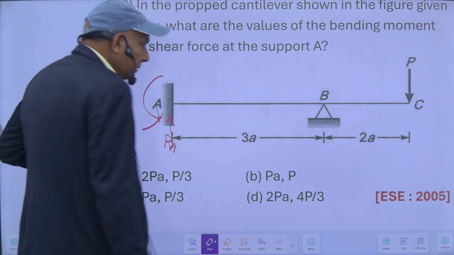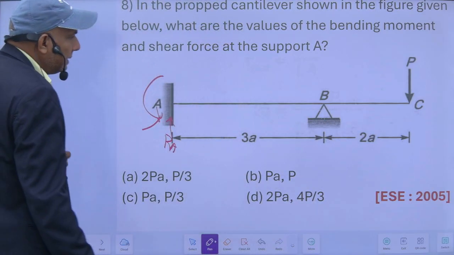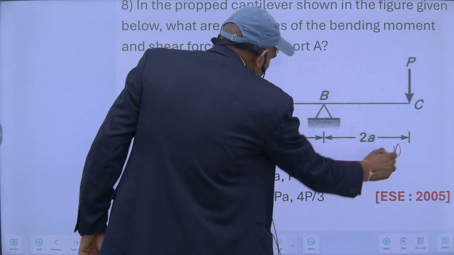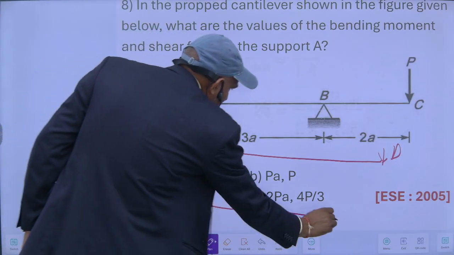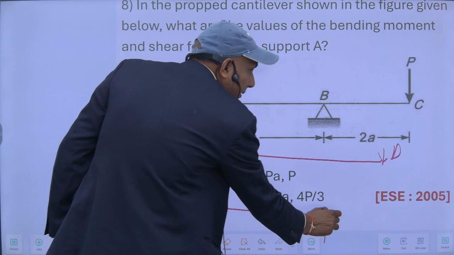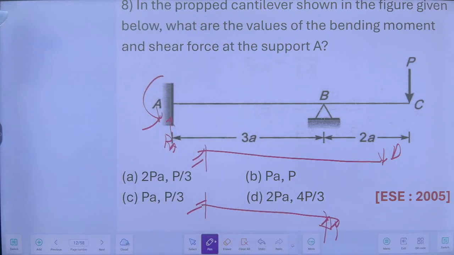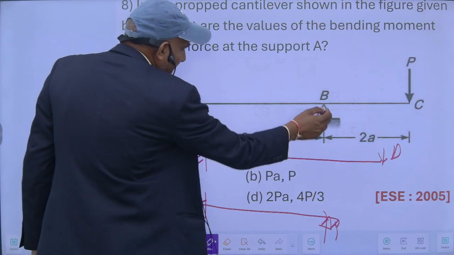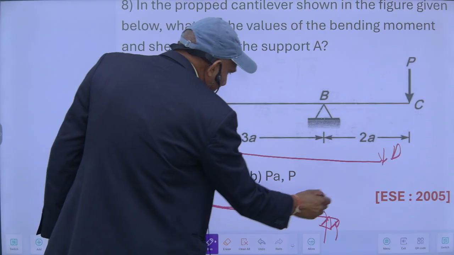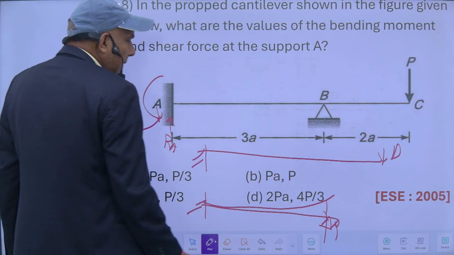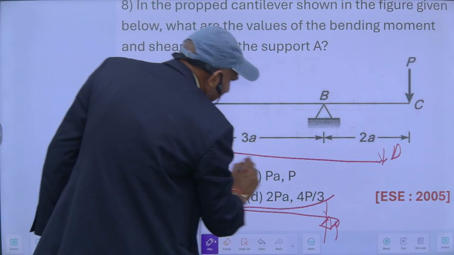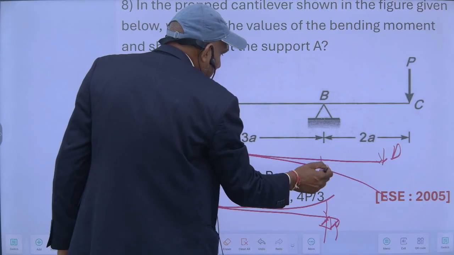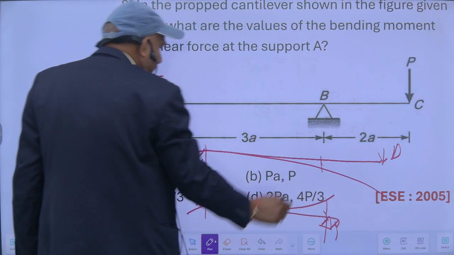So, as we know, we can treat it separately like this, and there will be a prop reaction like this one. This is R. As this is propped, the net deflection at this point is 0. So this will deflect like this, and because of this it will deflect like this. So my net deflection due to this load is equal to this one.